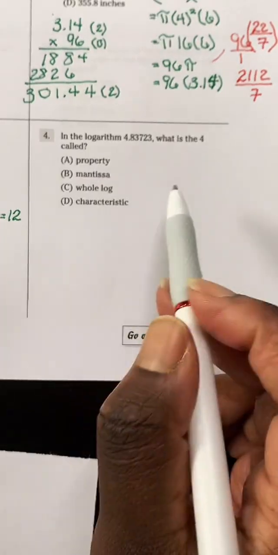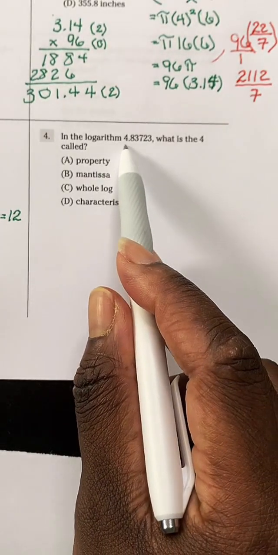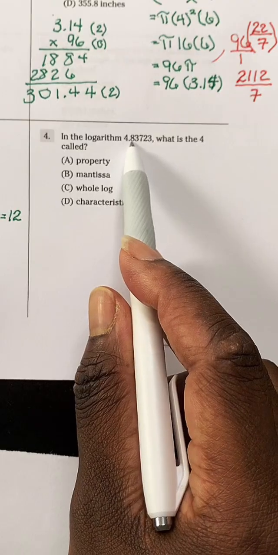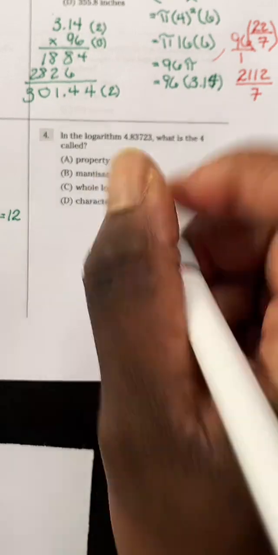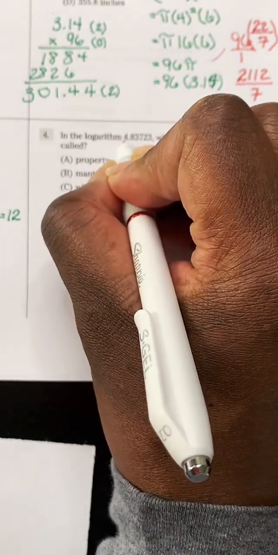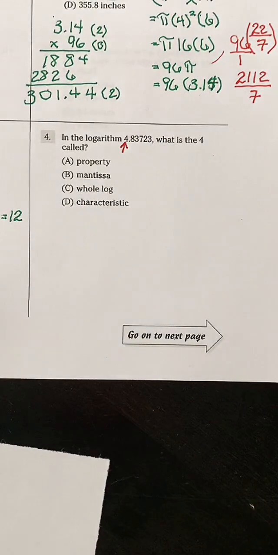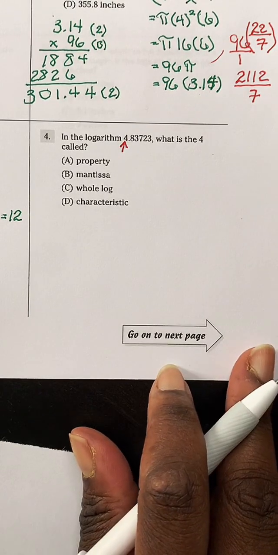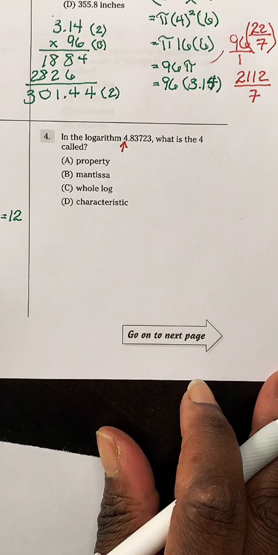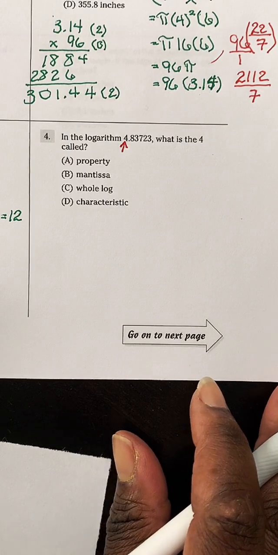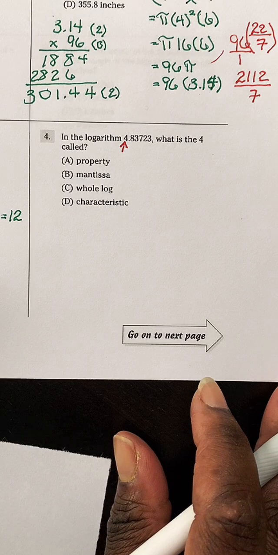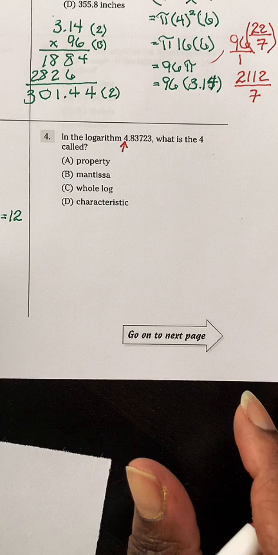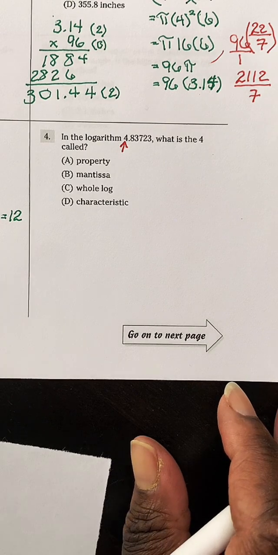So in the logarithm, 4.83723, what is the 4 called? What is that leading number called? I want to see how many people know it. If you don't know it, don't feel foolish. Do not, because this is not like common rules. I'm just kind of curious what people will say.